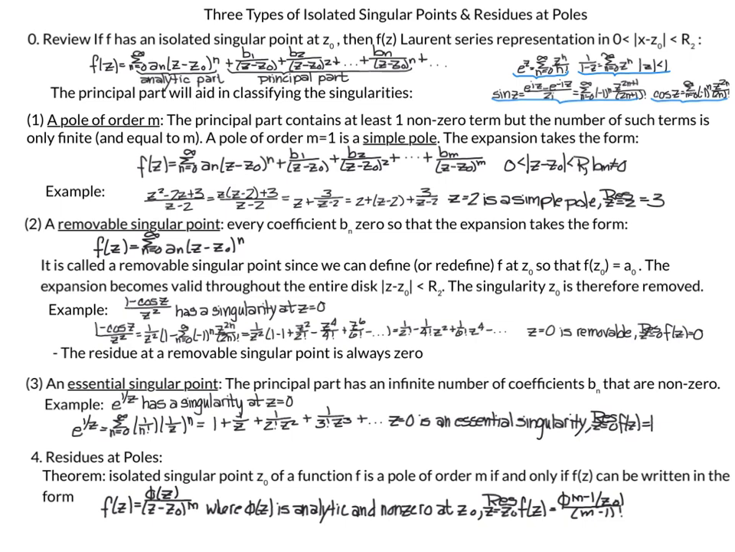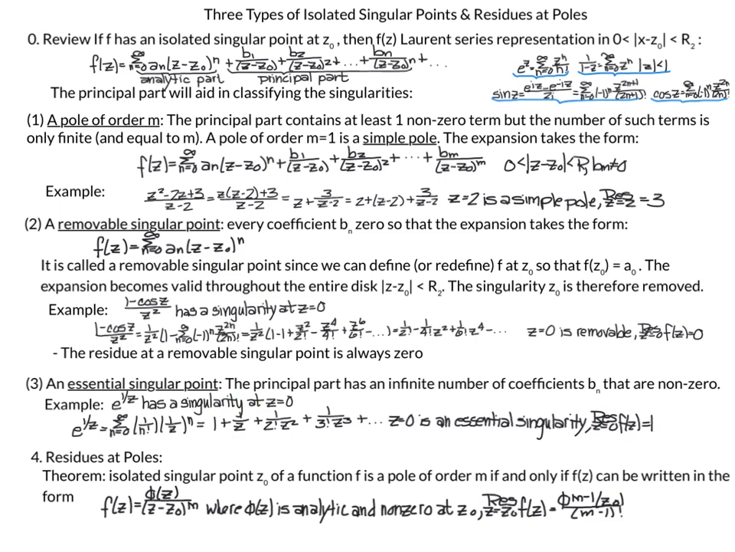Finally, if the principal part has an infinite number of coefficients, we call that an essential singular point. And our example is e to the 1 over z. When we expand this out, we get 1 plus 1 over z plus 1 over 2 factorial z squared plus 1 over 3 factorial z cubed, and it keeps going to infinity. So here we see z equals 0 is an essential singularity with residue equal to 1.